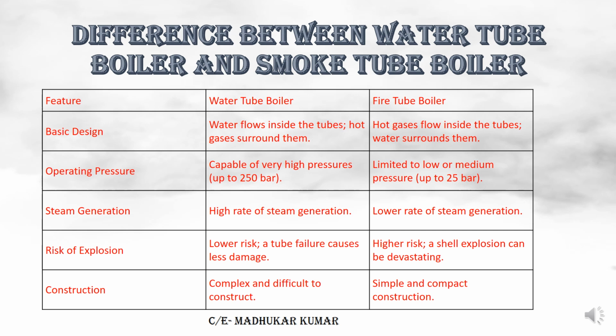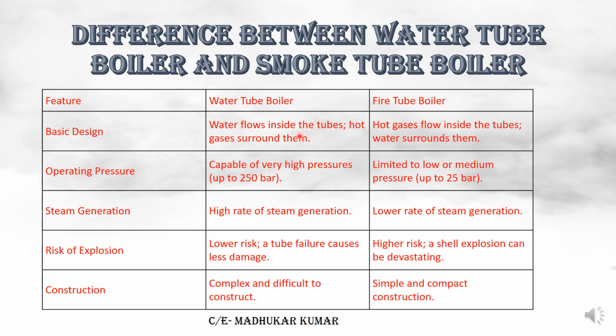Here in this slide, I am going to show you the differences. Basically, we have to go for the 10 differences. The first column is telling you about the features, the second column is telling you about the water tube boiler, and the third column is telling you about the fire tube boiler. So what exactly is the difference will be very clear to you guys by seeing this table. Okay, so basic design construction.